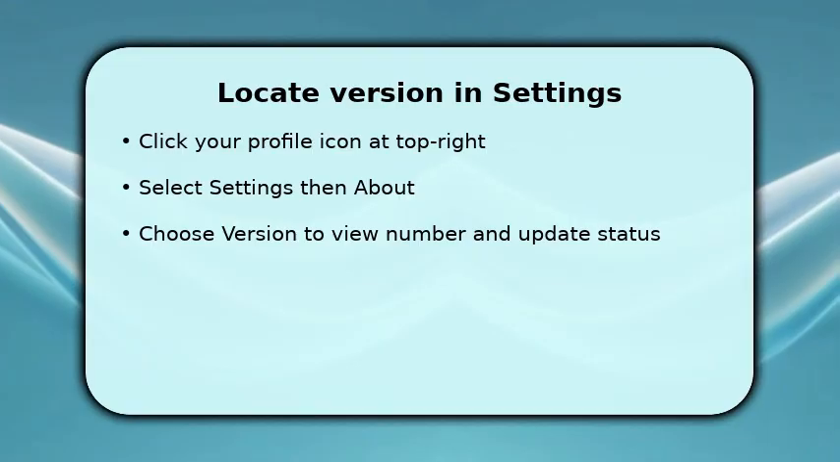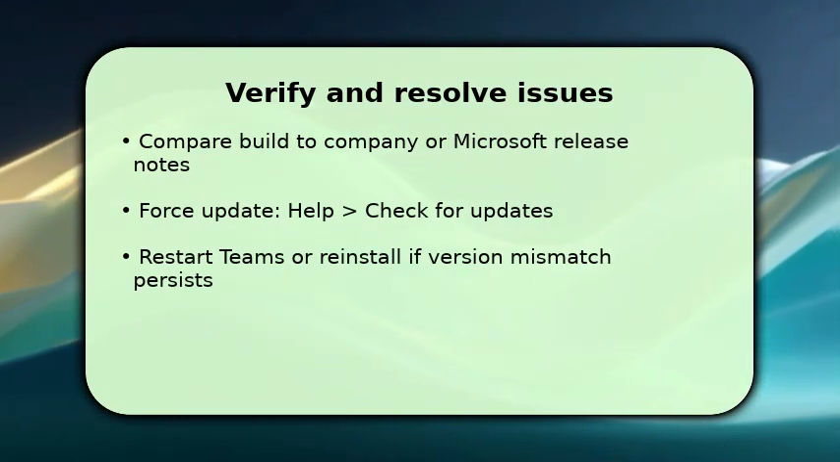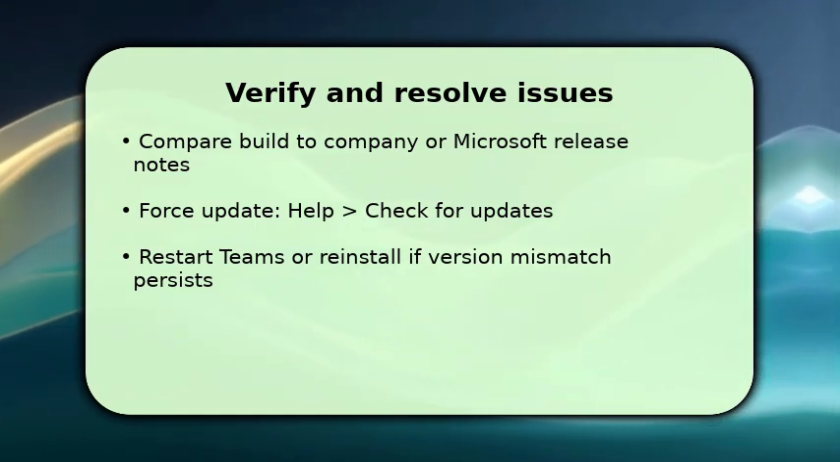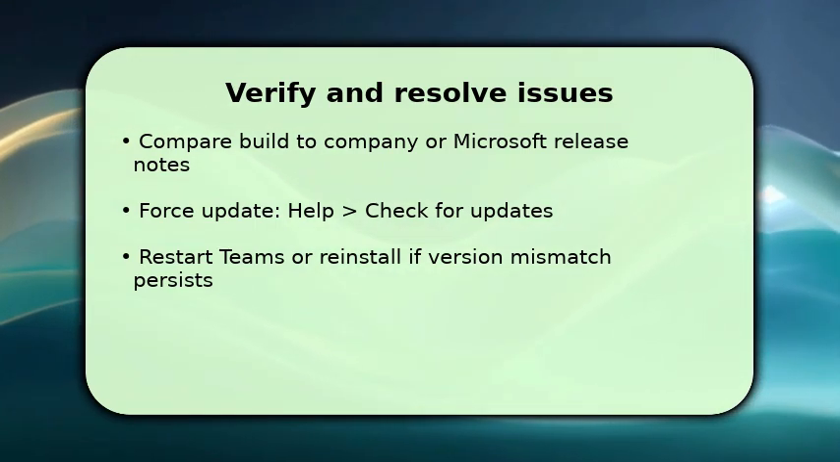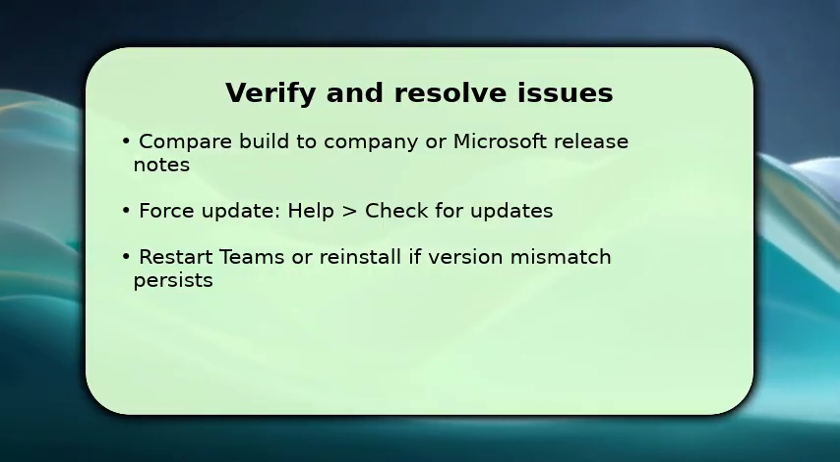After you read the version, compare the build against your organization's required release or Microsoft release notes to verify compatibility. If it's out of date, force an update via Help, then check for updates and let the client download and install. Once updated, restart Teams to apply changes.